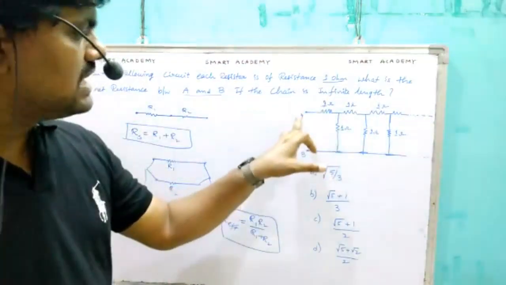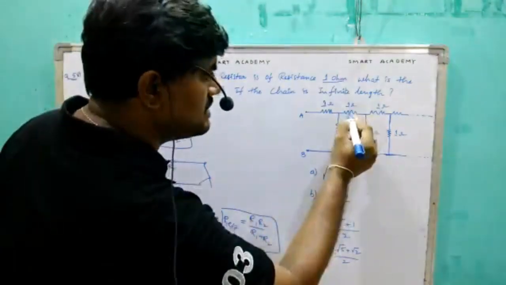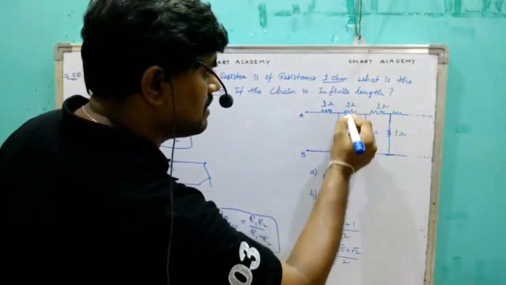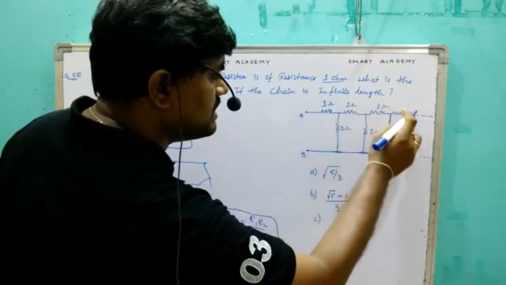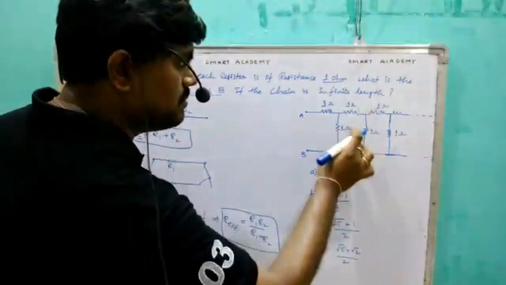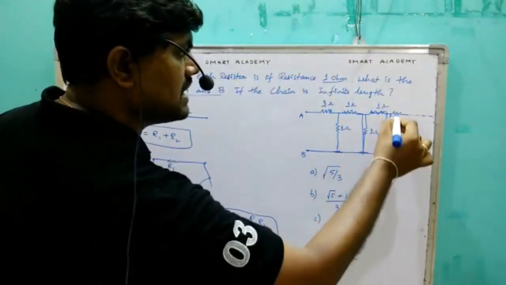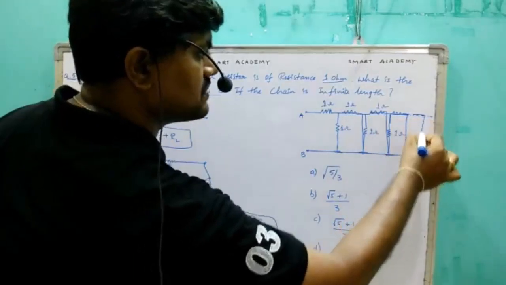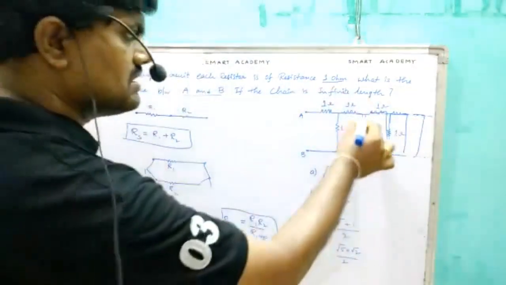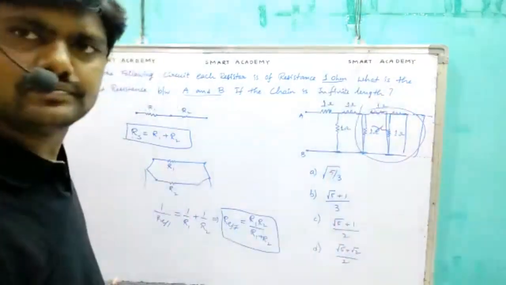To find the net resistance, let the series from here up to the end have total resistance X. This is repeated infinite times, so that is why all of this is also X.